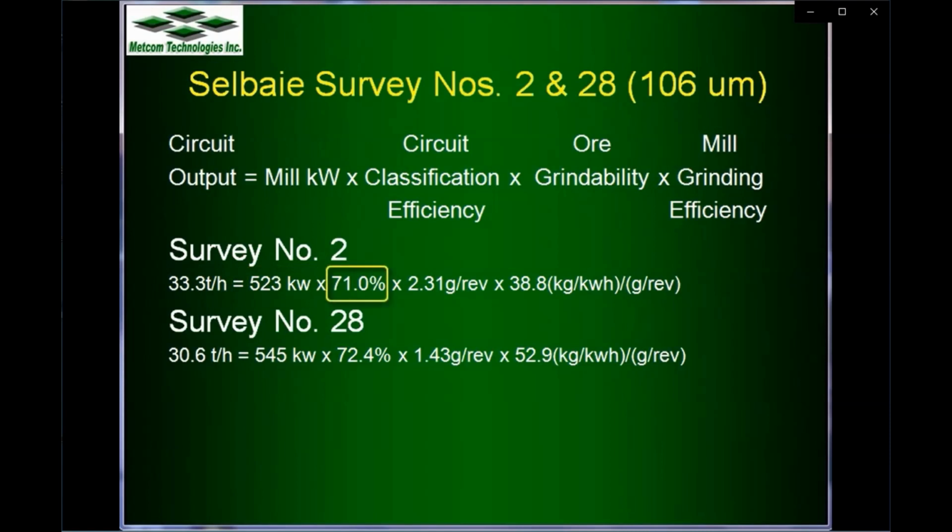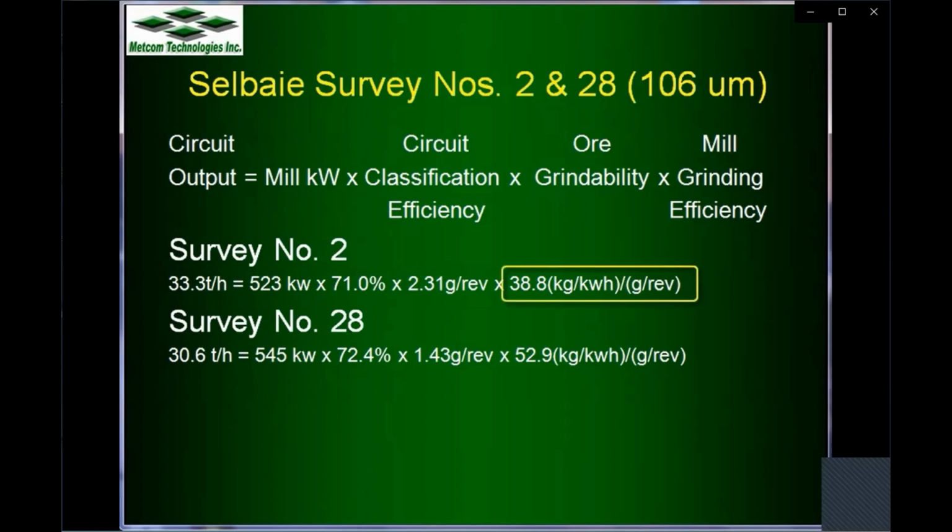This was determined by taking samples of the ball mill feed at discharge and calculating the average amount of material coarser than 106 micron. The grindability of the ore was measured to be 2.31 grams per revolution as measured in a test laboratory mill, in this case, a Bond ball mill. Since we have all the other factors, we can then calculate the mill grinding efficiency, which came out to be 38.8 kilograms per kilowatt hour per gram per revolution.